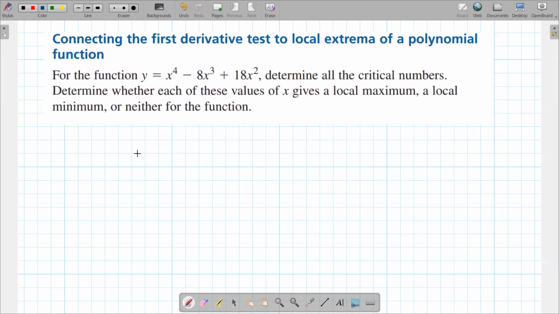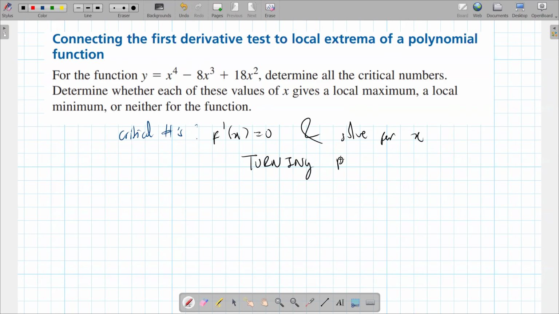Let's talk about critical numbers. Critical numbers, we've already done this. It's when you take the first derivative, set it equal to 0, and solve for x. These represent turning points. Critical points are the turning points.